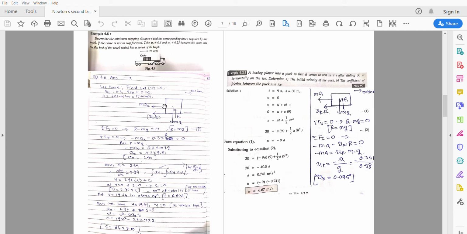So D'Alembert's force is applied in exactly the opposite direction of motion, and then just apply the simple ΣFy equal to 0, ΣFx equal to 0, you will get acceleration. In this case we also needed distance. Now you have two options.